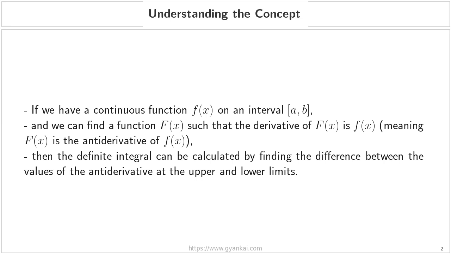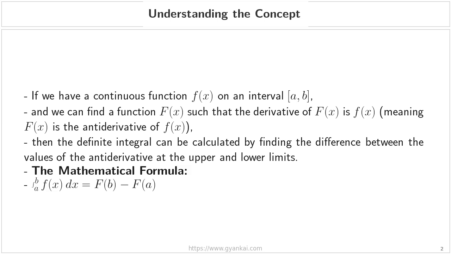Now, here's the key connection to definite integrals. Instead of calculating that limit of sums, we can simply find the difference in the values of this antiderivative, F of x, at the upper and lower limits of our interval. Let me show you what that looks like mathematically. We have the integral symbol, and then we write a as the lower limit, b as the upper limit, then f of x, and finally dx. This whole expression, the integral from a to b of f of x dx, represents the definite integral. And according to this principle, it's equal to F of b minus F of a.